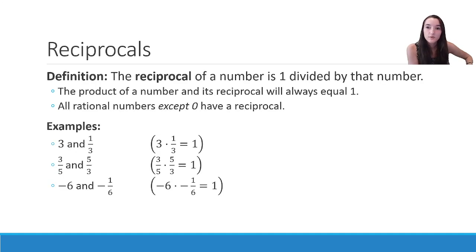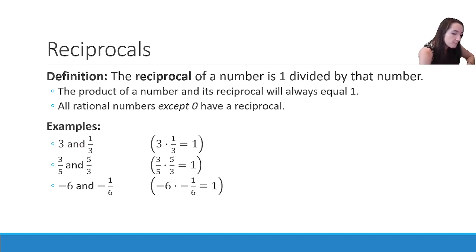All right, before we get on to division of fractions, we need to learn one more definition. That is the reciprocal. The reciprocal of a number is 1 divided by that number. The product of a number and its reciprocal will always equal 1, and all rational numbers except 0 have a reciprocal. Essentially, a reciprocal is just taking a fraction and flipping it upside down. That's really what it does. That's what 1 divided by a number does, it just flips it upside down.